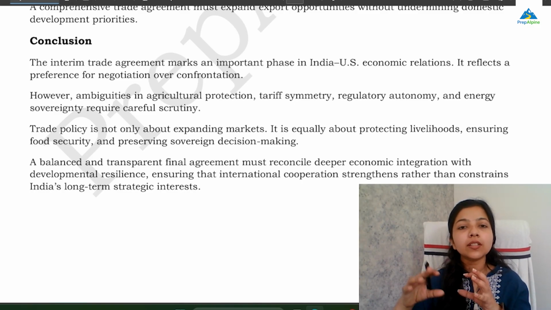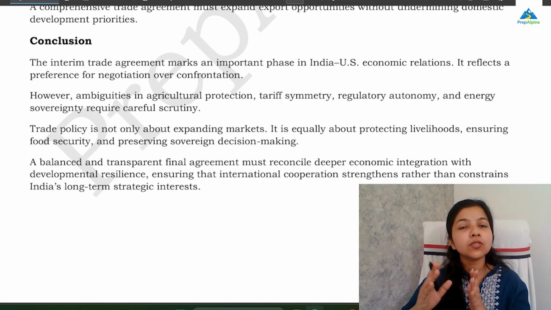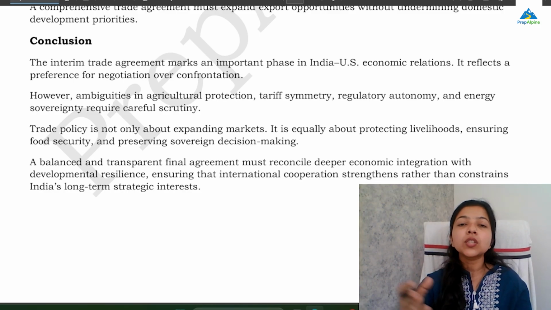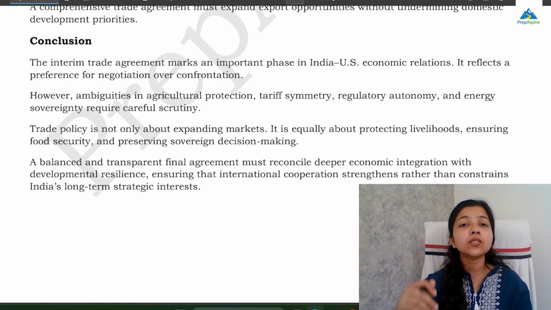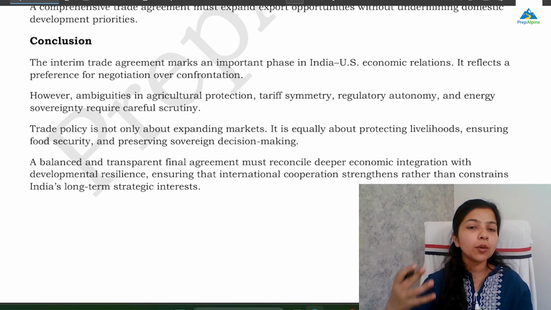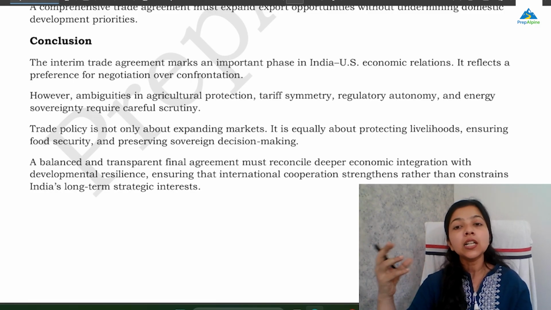So the ambiguities related to agriculture or tariff asymmetry, regulatory autonomy, or energy sovereignty, all these need careful scrutiny, and we must resolve them before a permanent trade deal between India and the US is concluded. This topic becomes extremely important from the GS2 international relations perspective. It is also important from GS3, that is, food security and economy perspective. And for prelims also it becomes very important.